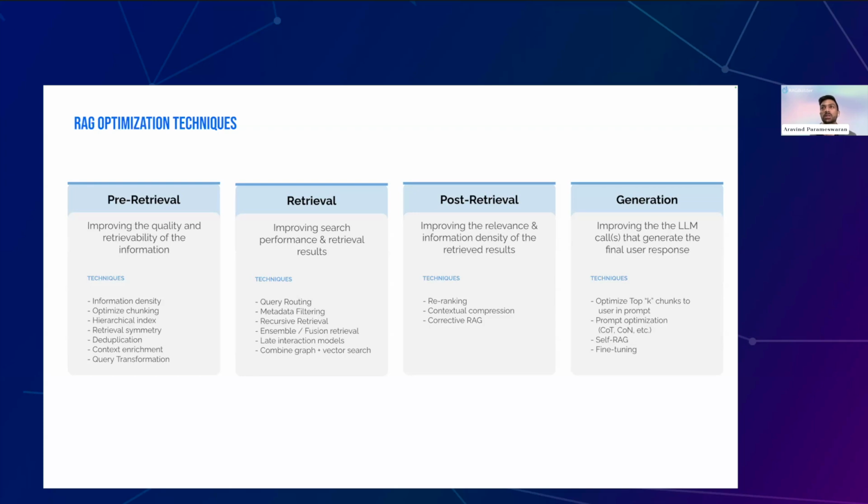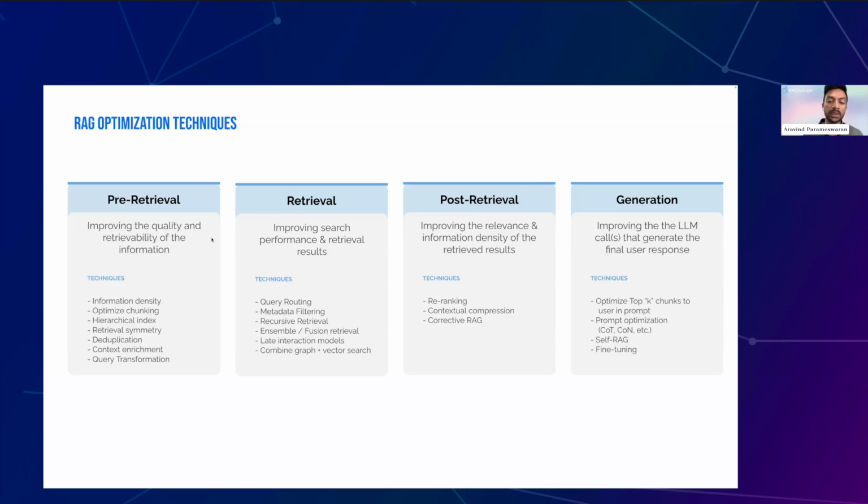And then finally in the generation, there's a bunch of things there as well, where you can optimize the top K chunks that are used in the prompt. There's prompt optimization, of course. A lot of you are familiar with DSPy probably, and there's self-RAG and a bunch of other things there.